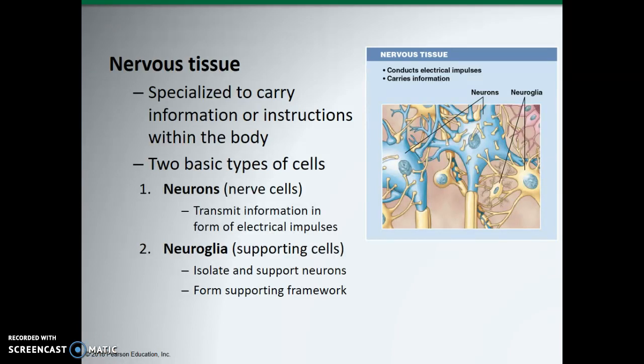Nervous tissue is a lot easier than epithelial or connective. It carries information. There are two different types of cells. The main type that carries or transmits the information is called a neuron, and the support cells are called neuroglia or glial cells or just glia. And they have a variety of functions such as supporting, providing nourishment, getting rid of waste.